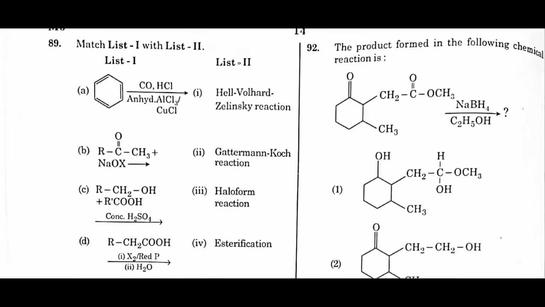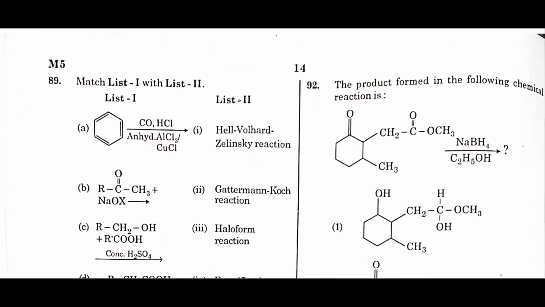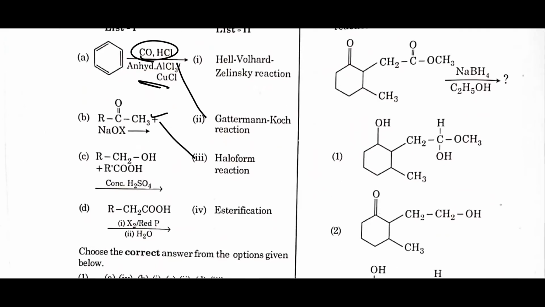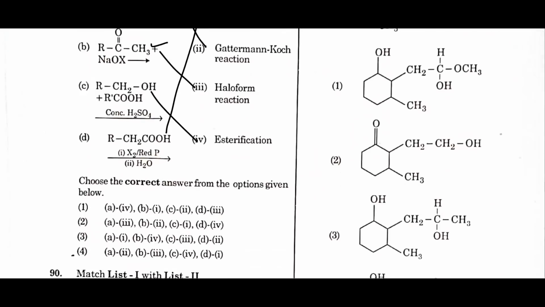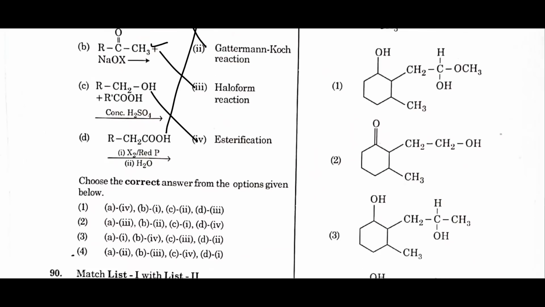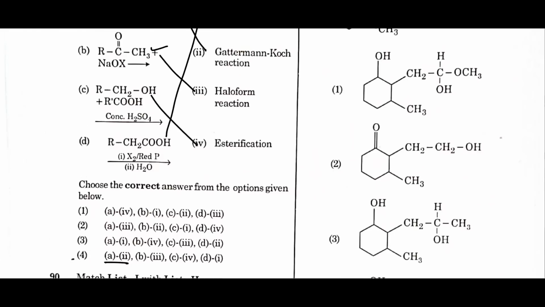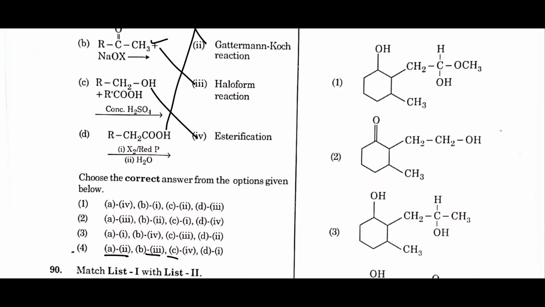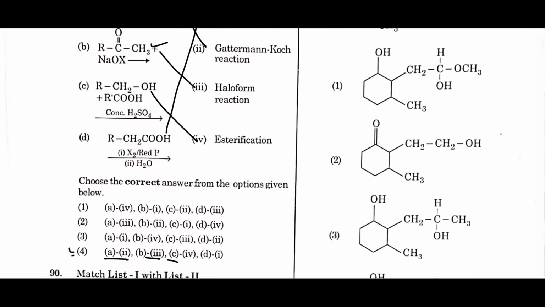And the next one is 89. This is CO and HCl. By seeing the reagent, you can find a Gattermann reaction, and this is a haloform reaction, esterification and HVZ reaction directly. So you can find it out. First one is 2, yes, next one is 3 and 4, and then 1, right? So option 4 is the correct answer.